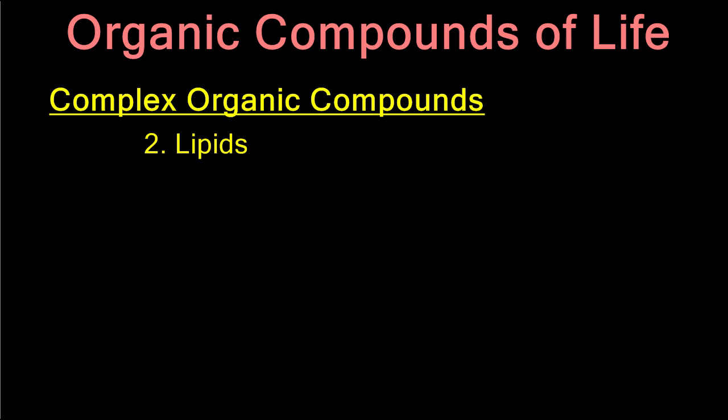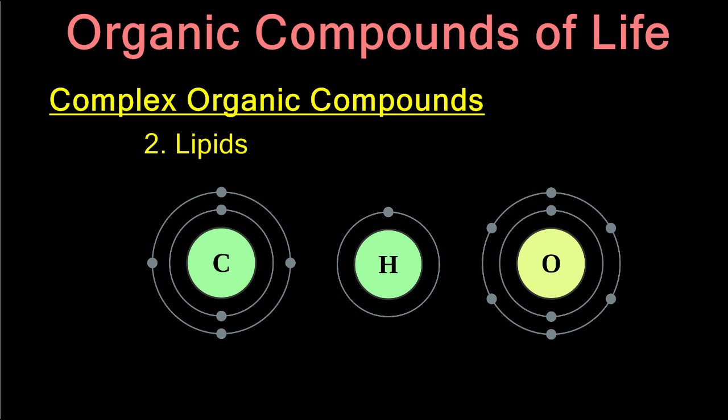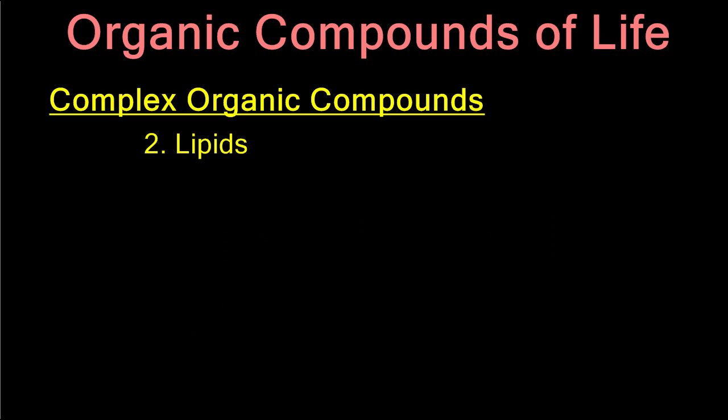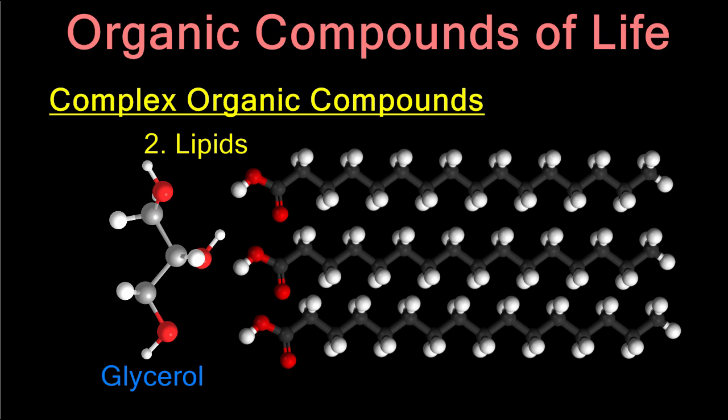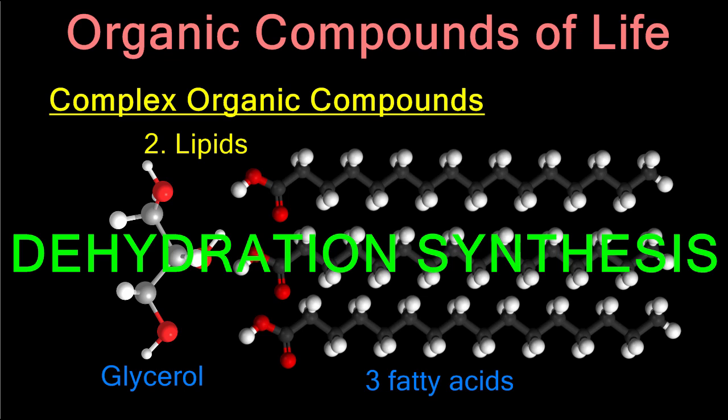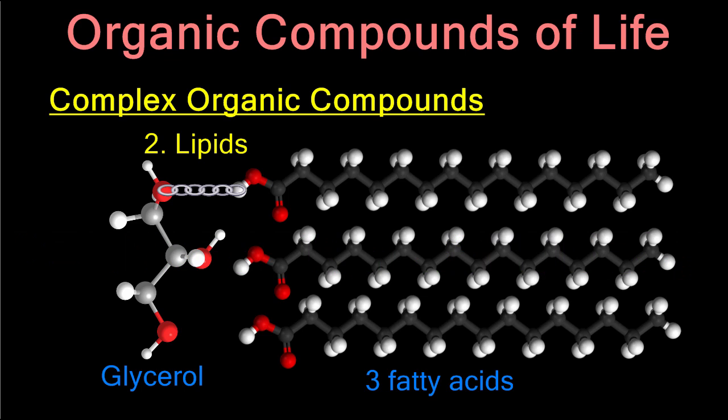Lipids, like carbohydrates, are made up of the bioelements carbon, hydrogen, and oxygen. These bioelements are found in the building blocks of lipids, glycerol and fatty acids. To make a lipid, 1 glycerol and 3 fatty acids are linked together by a dehydration synthesis reaction. For each link that is made between glycerol and a fatty acid, 1 water molecule is released.